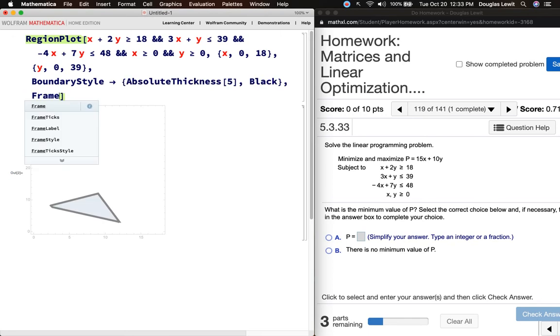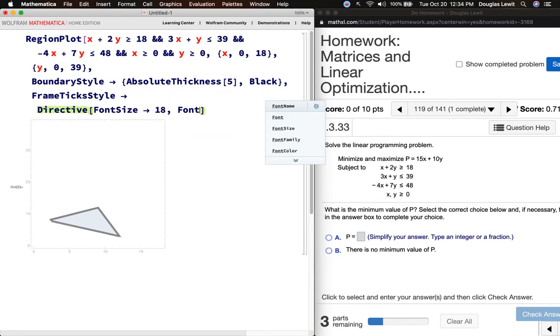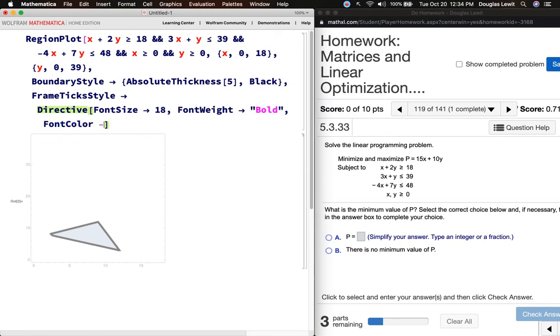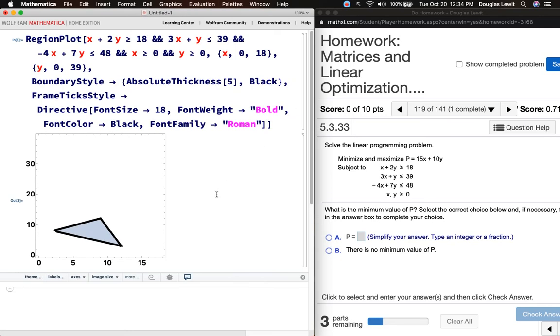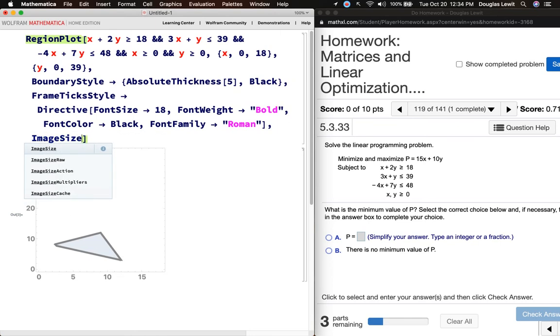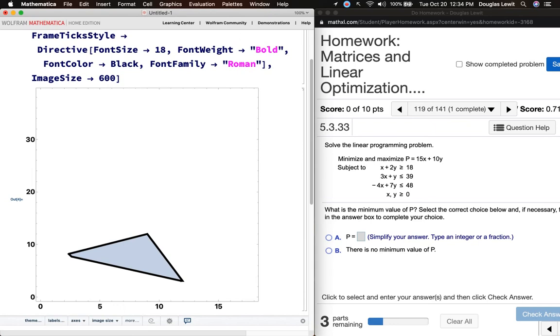So we're going to do frame tick style, directive, font size is 18, font weight is bold, font color is black, and font family, I happen to like Roman. Okay, that's okay. We can make this picture a little bit bigger. Image size is, let's say 600 pixels. It's a nice big picture.